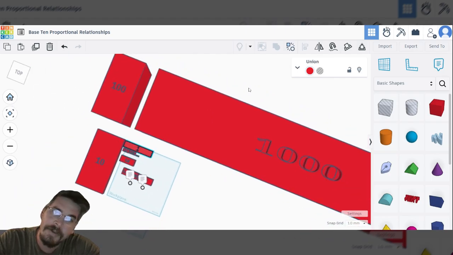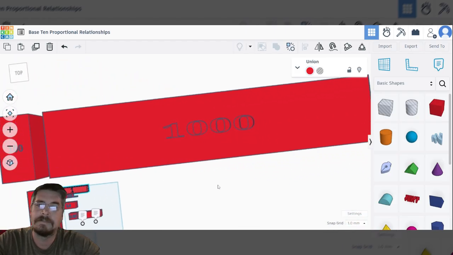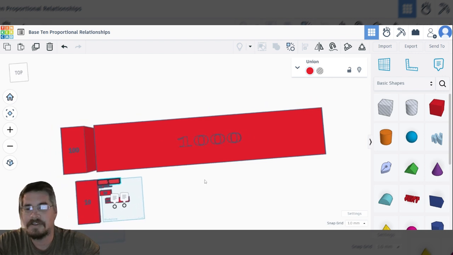Whoa, can we get out? Oh man, we gotta zoom so far out. There we go. Boom. And we could keep going, but I think you get the picture.